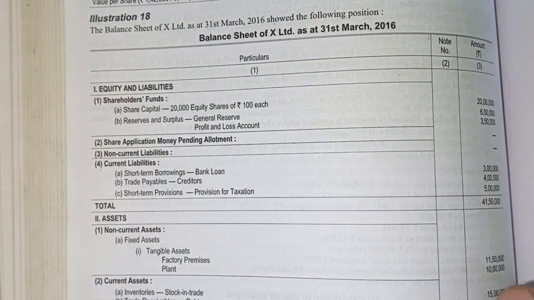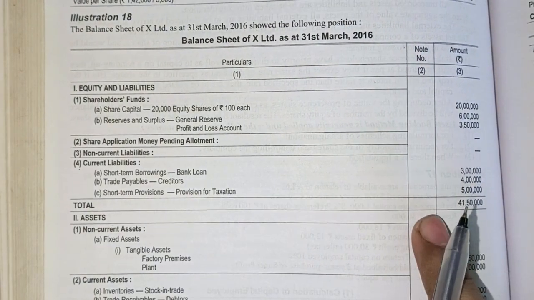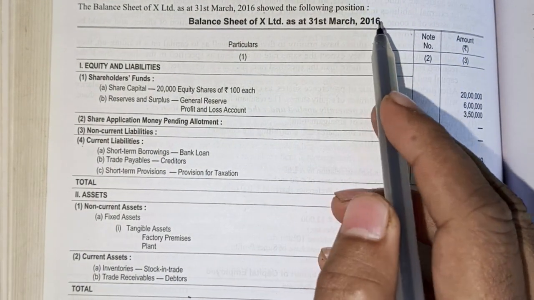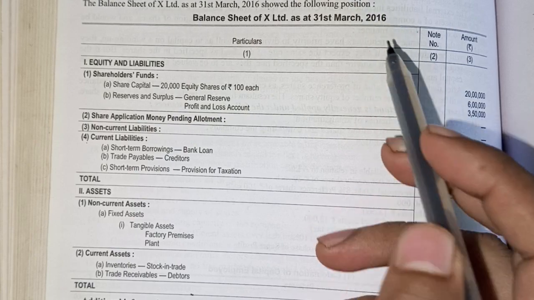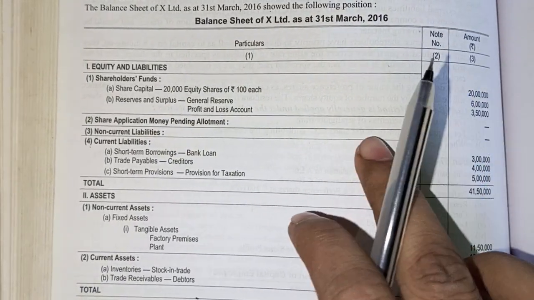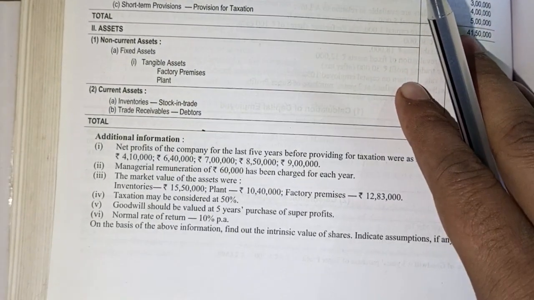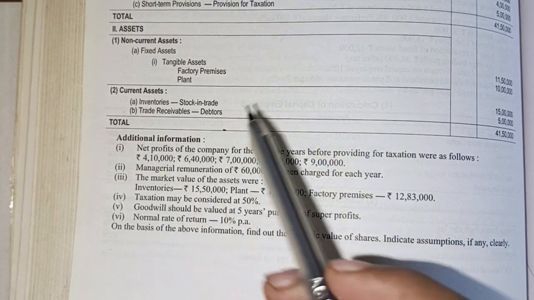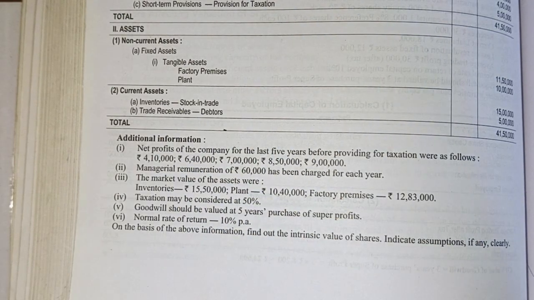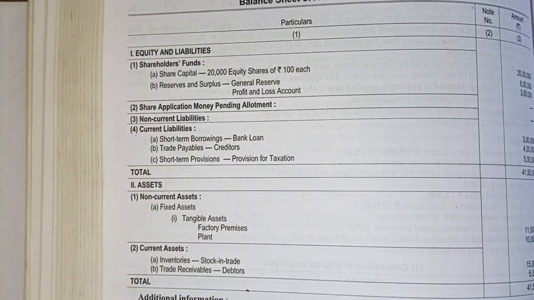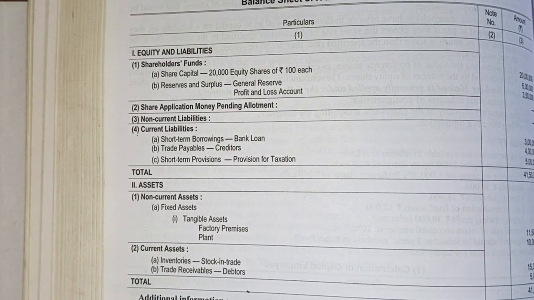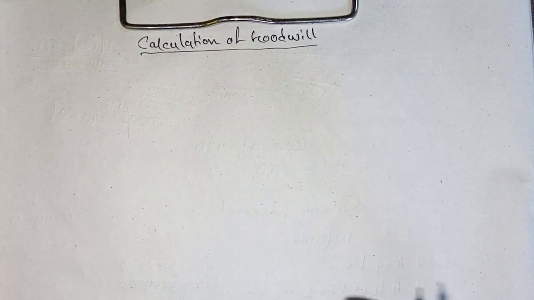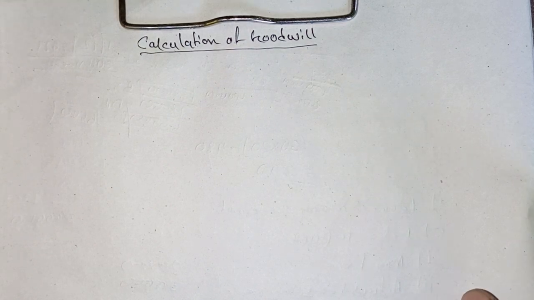So in this question, first we can see a balance sheet of a company, but the date is very old, so ignore the date. Focus on the question. A balance sheet is given, and some additional information is given. So we have to find the goodwill with the help of this balance sheet and additional information. So first of all, tell me, how do I calculate goodwill? To calculate the goodwill, we have to find the capital employed. So first of all, we have to find the capital employed.